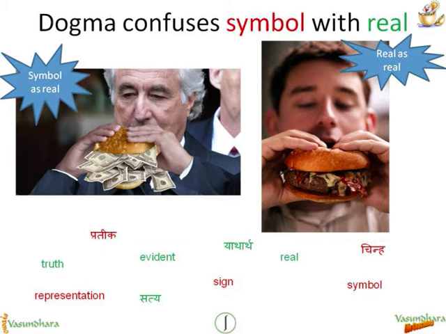If symbol has to be treated as real, then it's perfectly fine to fight over Allah and Saraswati, over mosque and temple. However, if only real is real and we want to eat only real, then let us stop getting lost in the symbols and let us start moving towards the reality. That is the only option we have.